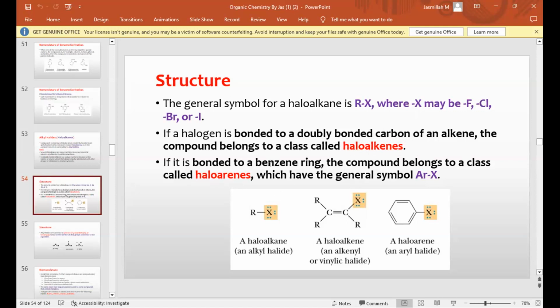If it's bonded to a benzene ring, it becomes a haloarene, because now it's bonded to benzene. The symbol will be ArX, where Ar could be a benzene ring or any arene. So a haloalkane, or alkyl halide, has R as the alkyl group. If it's bonded to a double bond, it becomes a haloalkene. And if it's bonded to an arene, it becomes a haloarene or an aryl halide.